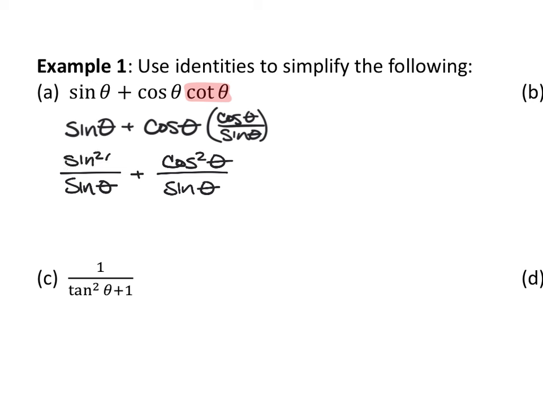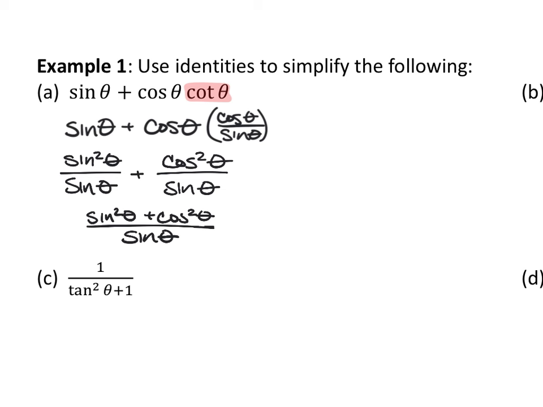Okay, cool. So we got sine squared of theta. That's just giving them a common denominator. Now that they have a common denominator, can't we just add those numerators together? Which means we have sine squared of theta plus cosine squared of theta divided by one denominator, sine of theta.